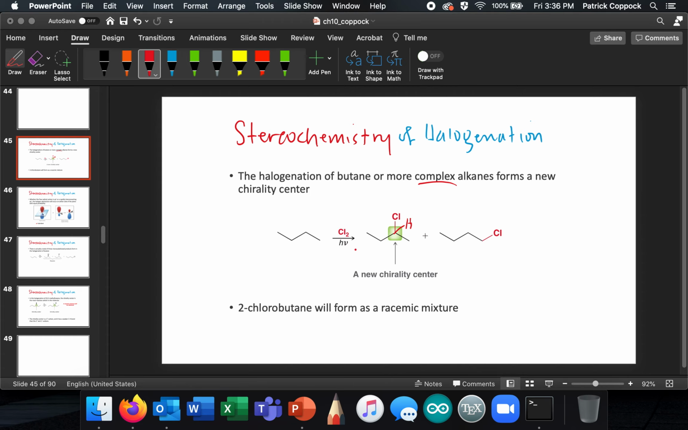And recall that with chlorine, we don't have very good selectivity. So we're actually going to get some of this, and then the R and the S version of that. So we're going to get a racemic mixture plus some of this stuff, right? So it's not synthetically very useful.